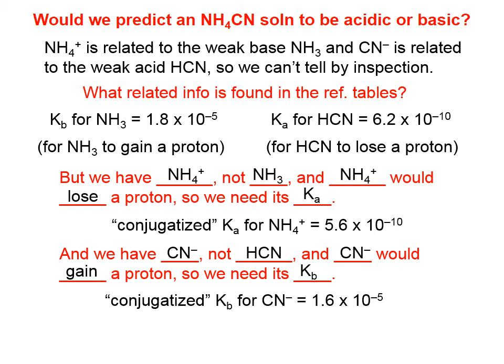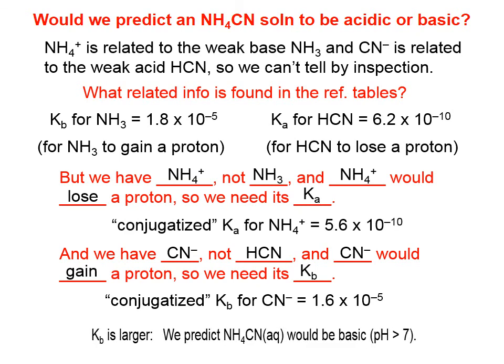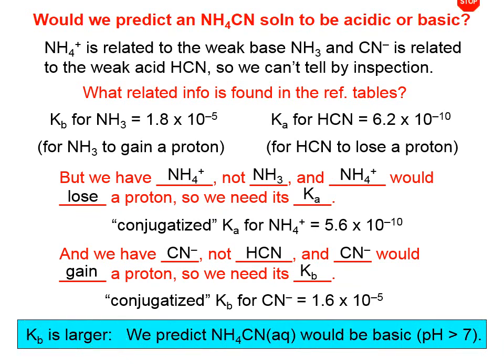Good. Well, we have the Ka for the cation, and we have the Kb for the anion, and now we just compare those two. And we see very clearly that Kb is much larger. It's some 100,000 times larger. Therefore, we would predict a basic solution. Kb would win, so the pH would be greater than 7.